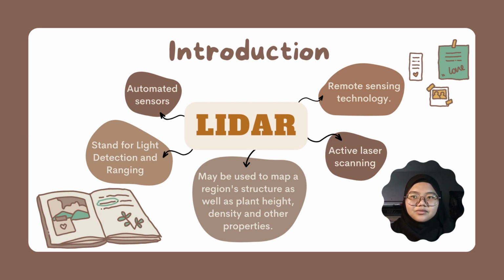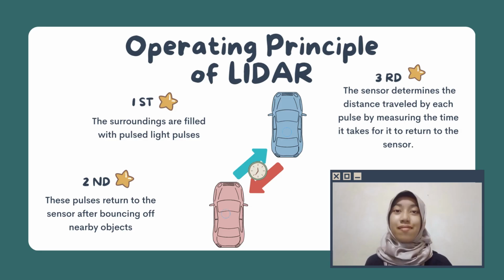So LiDAR stands for Light Detection and Ranging, which is a remote sensing technology. To take measurements, we can use this technique with an automated sensor, and it can also be used to map a region's structure as well as plant height, density, and other properties. Another term for LiDAR is active laser scanning.